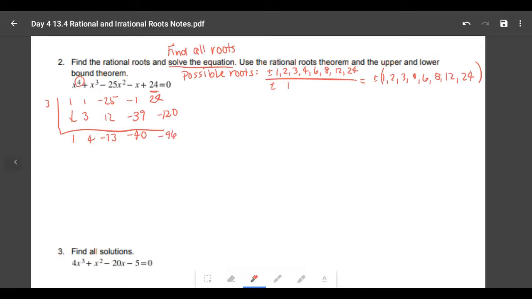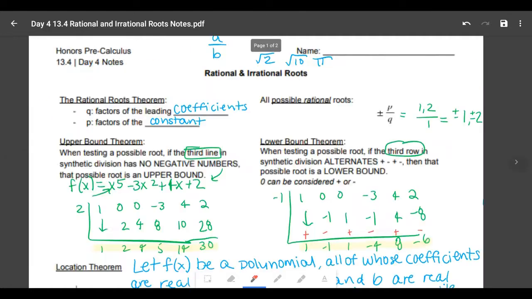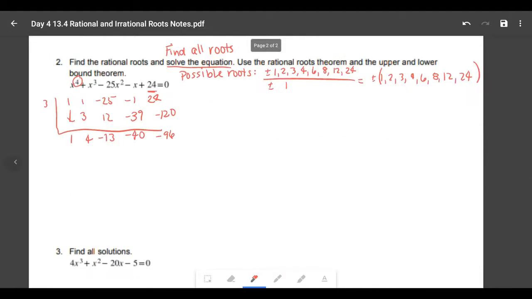All right, so going back to the upper and lower bound theorem, I have to have the third line be all positives. That didn't happen. And the other option is to have positive, negative, and that didn't happen either. So this value of 3 is neither an upper boundary nor a lower boundary. And I know that it certainly is not a root because this value is not 0. So it's not a root, but it's also not the upper boundary, and it's not the lower boundary.